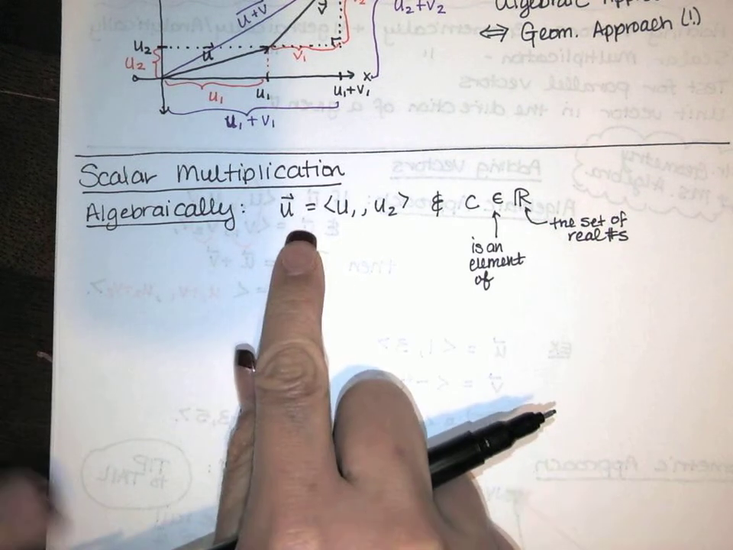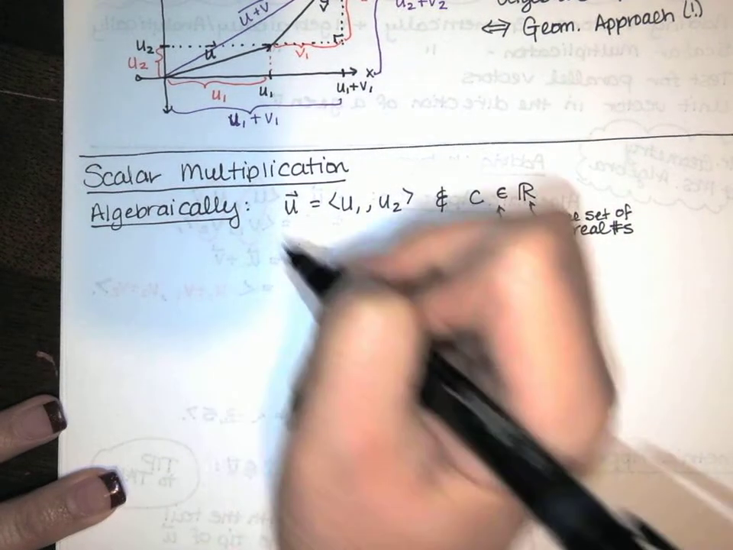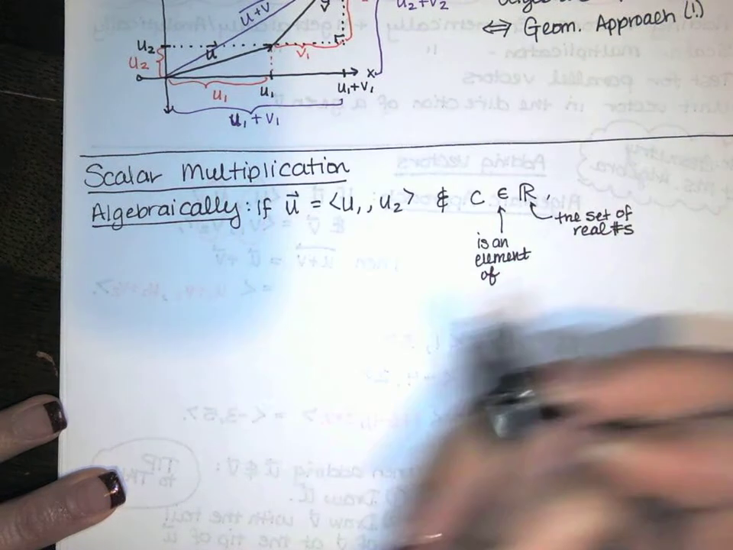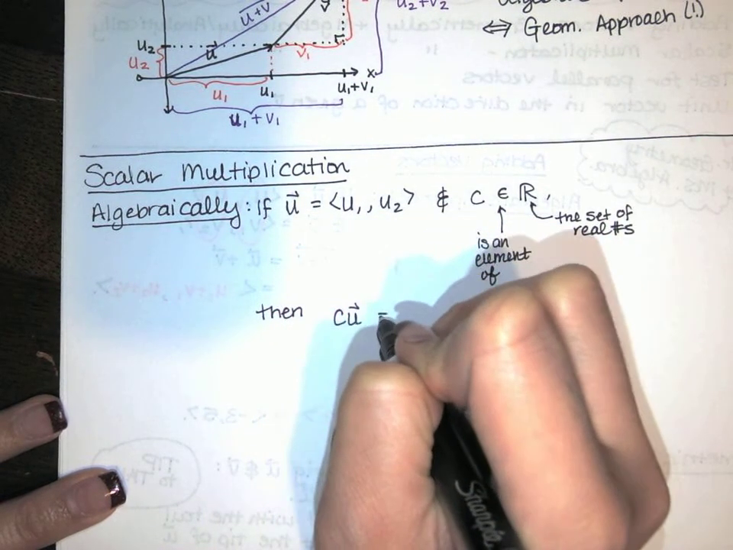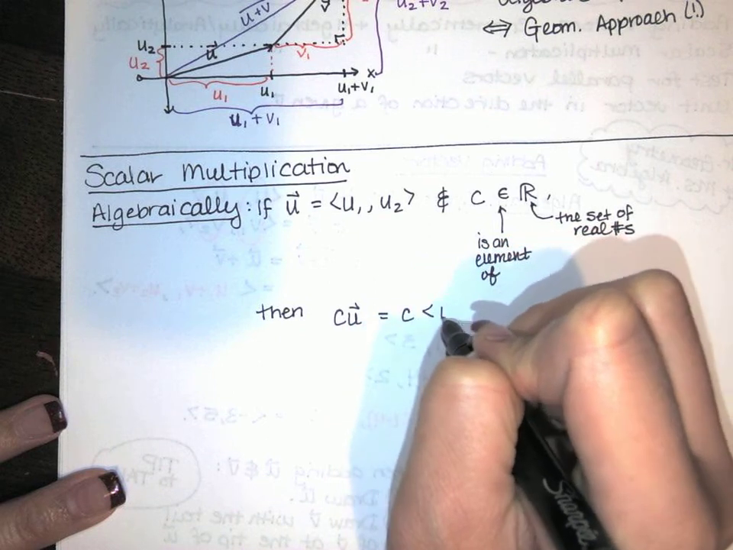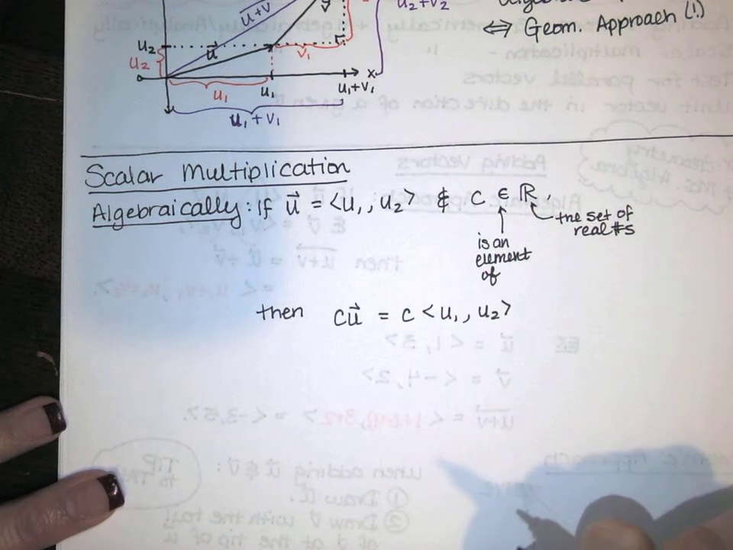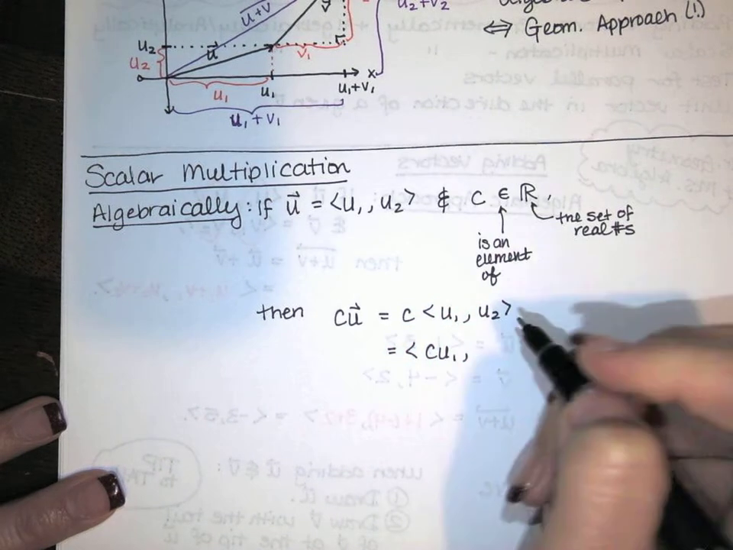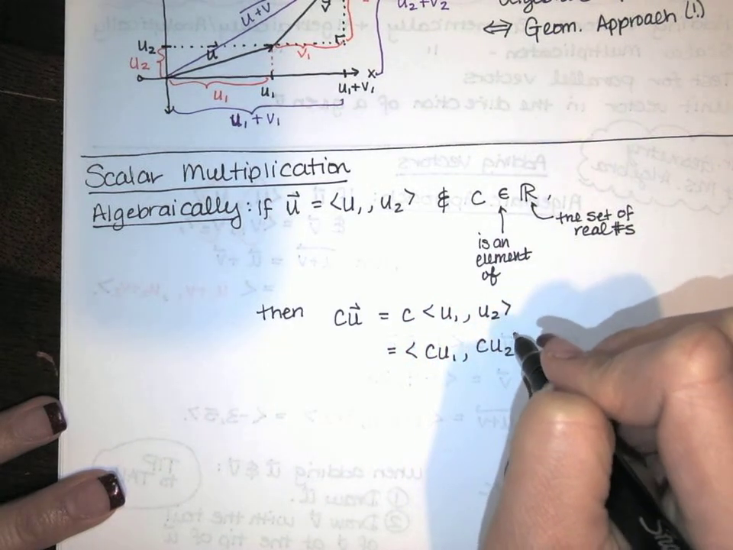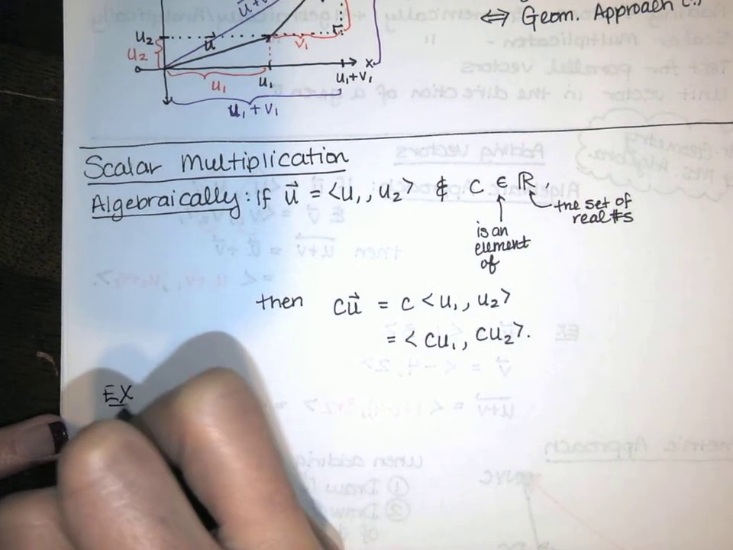So if u equals this and c is just a real number, then c times u is probably exactly what you expect. You just multiply that scalar through. It's like distribution. Do c times u1, that's the new x component, and c times u2, that's the new y component. So this is easy breezy.